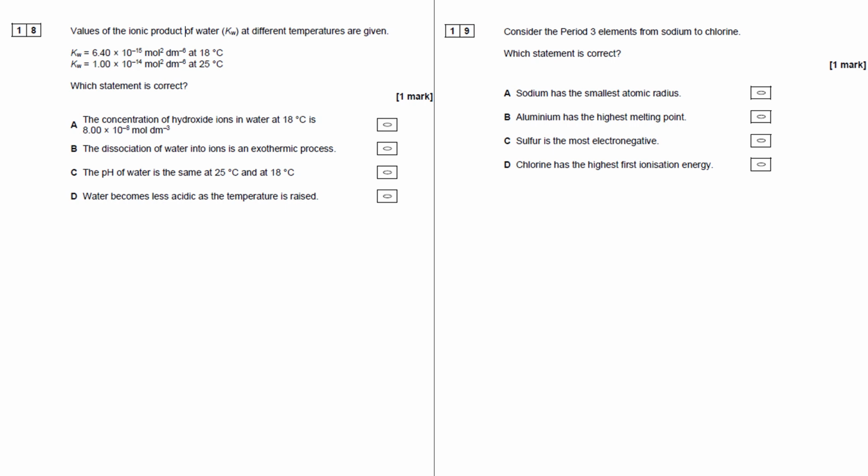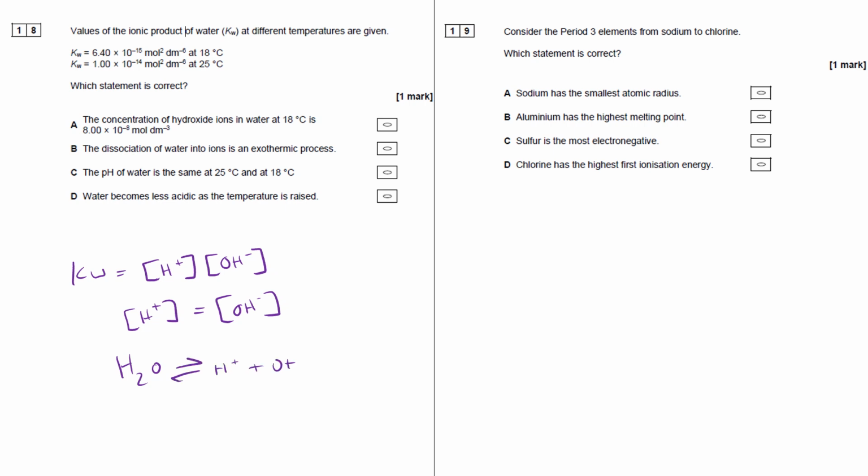Question 18. KW. So remember what KW is. KW is the concentration of hydrogen ions multiplied by the concentration of hydroxide ions in solution. In pure water, this will also help us with this question, these two concentrations are the same. Because when water dissociates into its ions, and we've not added any external ions, these form in a 1-to-1 ratio.